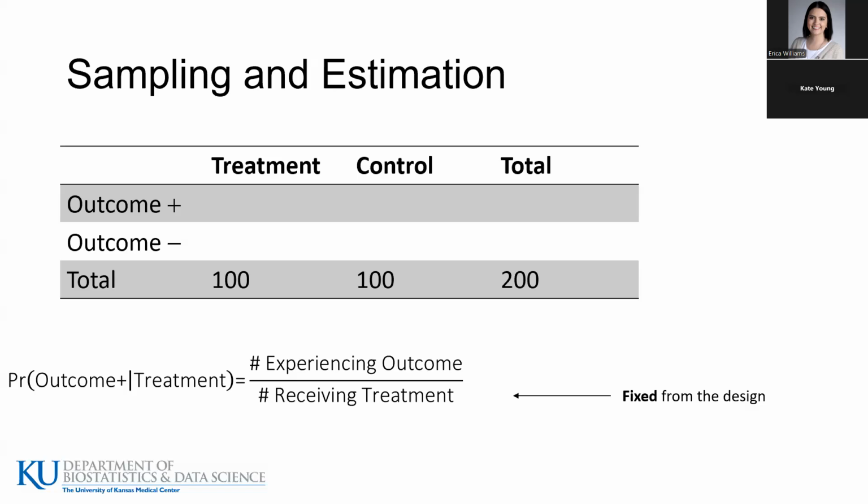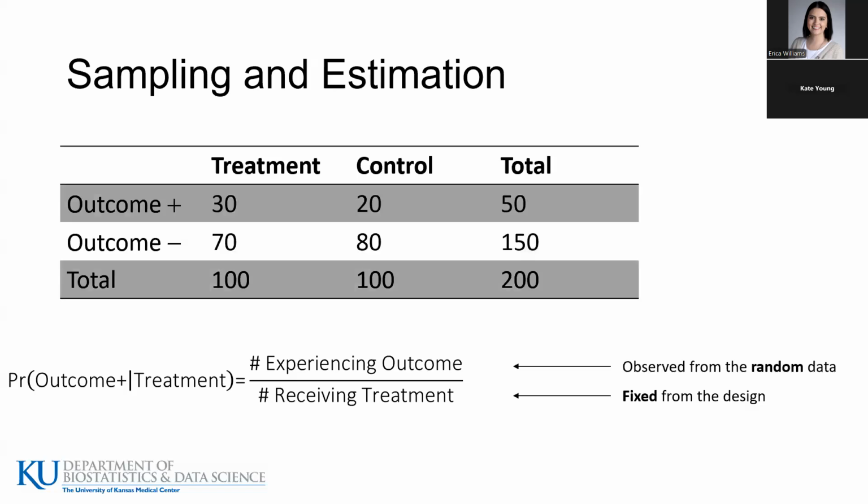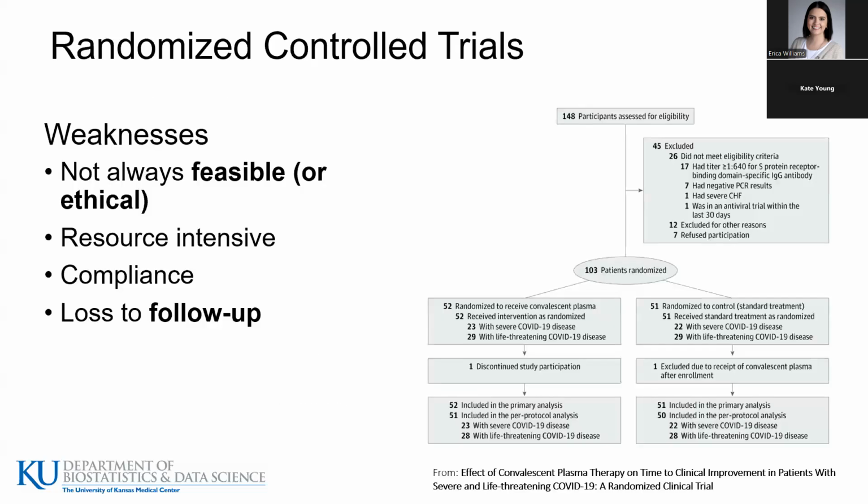So here the numerator is the number of subjects who experienced some outcome, either positive or negative, observed from the random data. And then the denominator is the number receiving treatment. So this is considered fixed by this design. And this is going to become important later when we talk about retrospective studies. And so our numerator will be observed from the random data.